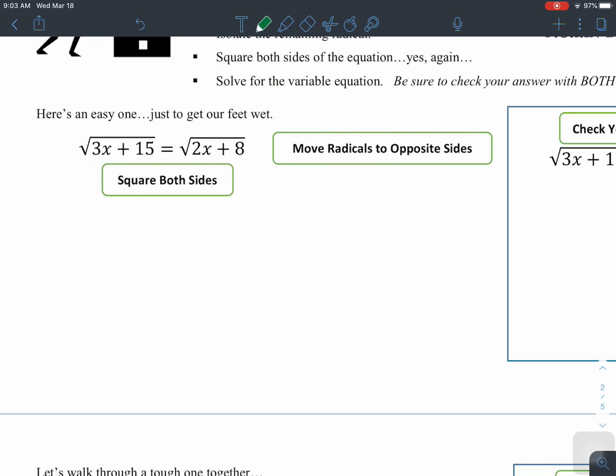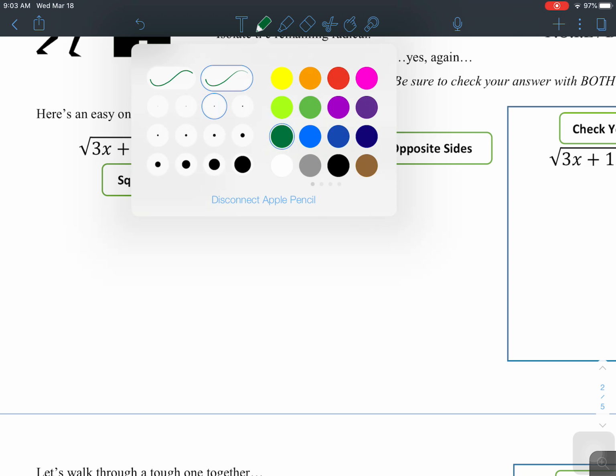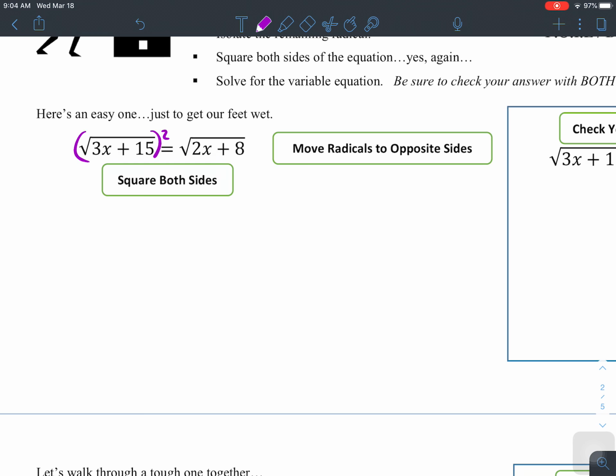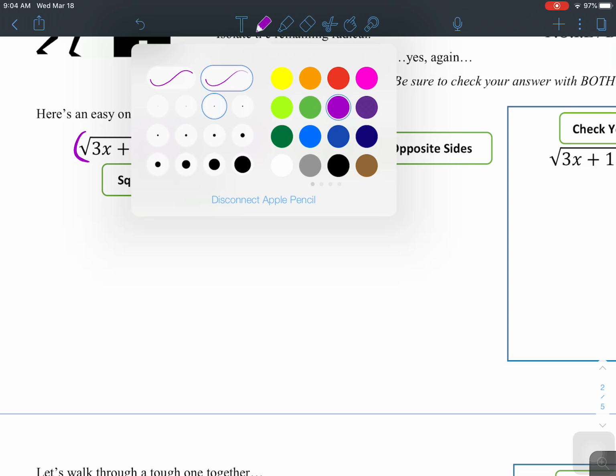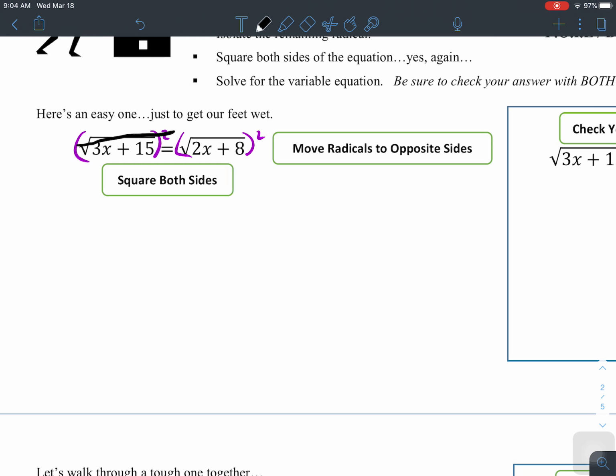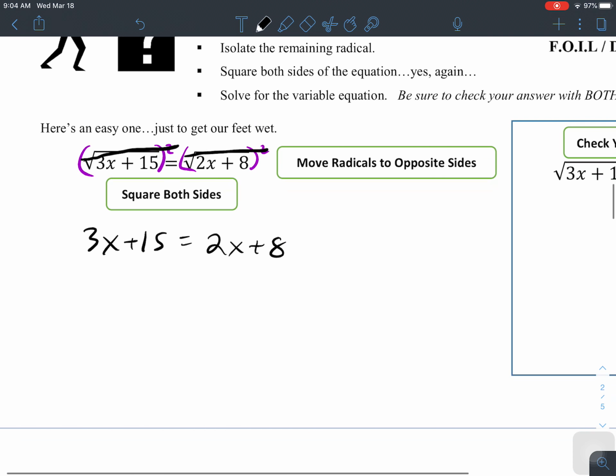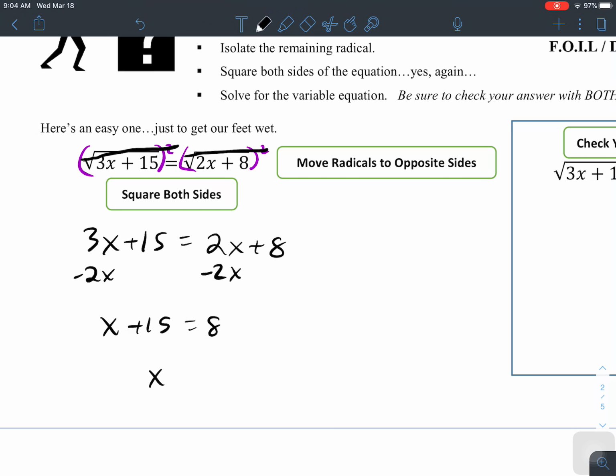If I put a parentheses around the left side, and I put a parentheses around the right side to square them, the entire left side, the entire right side, the square and square root cancel. Even on this side, this radical is all by itself, and so that's going to cancel. I'm going to get 3x plus 15 equals 2x plus 8. This one's not bad because both radicals were isolated. So I'm going to subtract the 2x. X plus 15 equals 8. Subtract the 15. X equals negative 7.